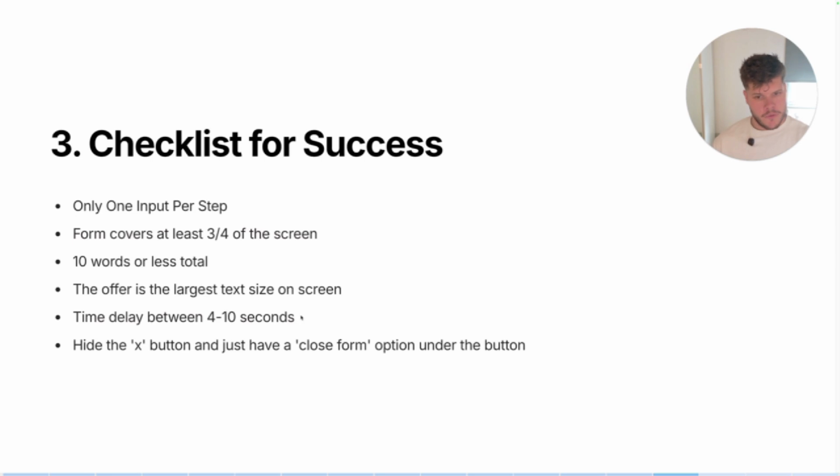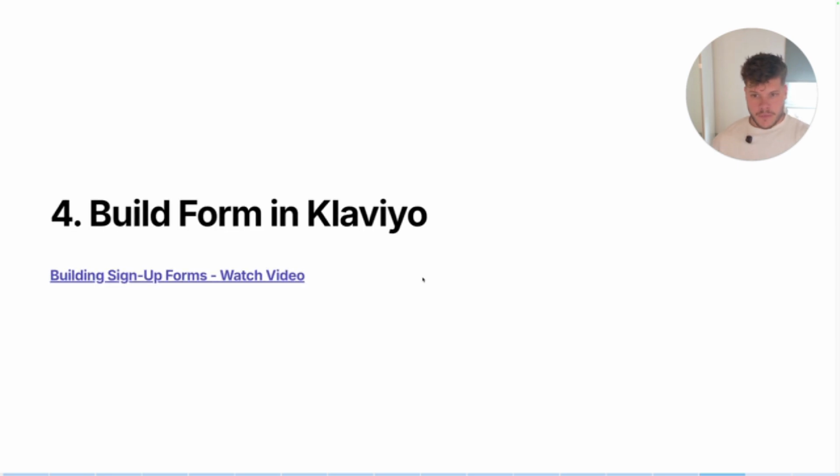Keep the time delay of the form appearing between 4 and 10 seconds. And then in the top corner where you've got the X to close the form, just hide that and then add in a close form option under the button, which again, I'll show you when I build it inside of Klaviyo. So let's actually jump into Klaviyo now and build a form together.